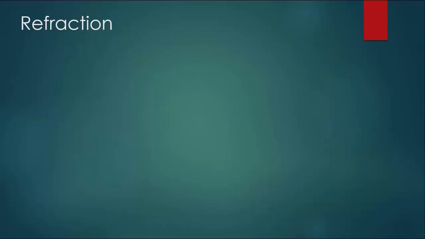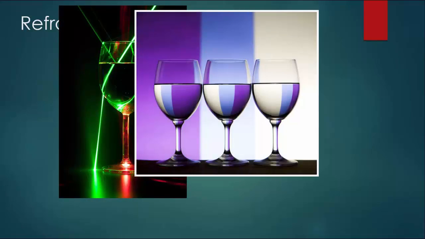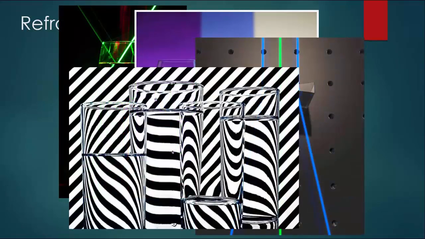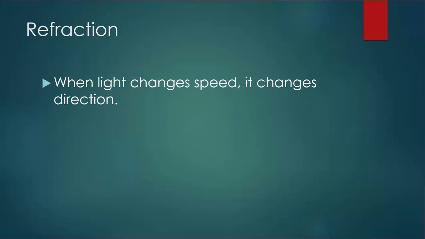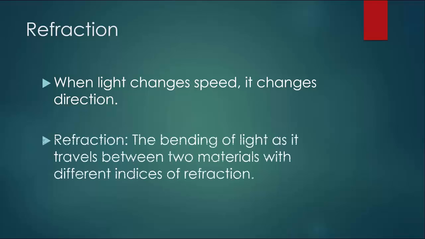Now we finally get to refraction itself. These are all examples of refraction. When light traveled from air into glass or glass into water, the speed changed because the materials have different indices of refraction, and therefore the direction changed. That's what gives us those weird distorted images. Refraction, then, is the bending of light as it travels between two materials with different indices of refraction.